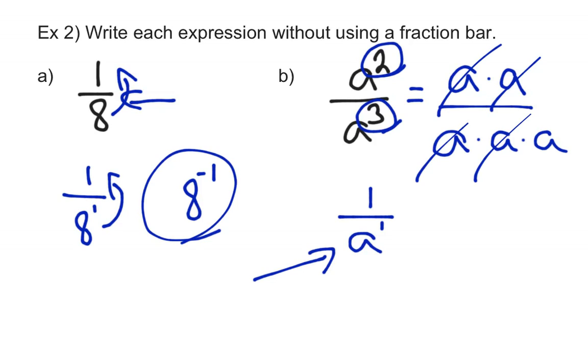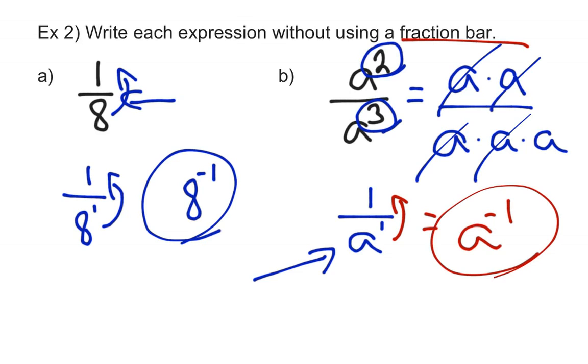But again, the question says it doesn't want us to use a fraction bar, so we've got to move it upstairs. Basically, if it doesn't want the fraction bar, it means move everything to the numerator. And by moving that to the numerator, that exponent changes its sign. So a to the negative 1.